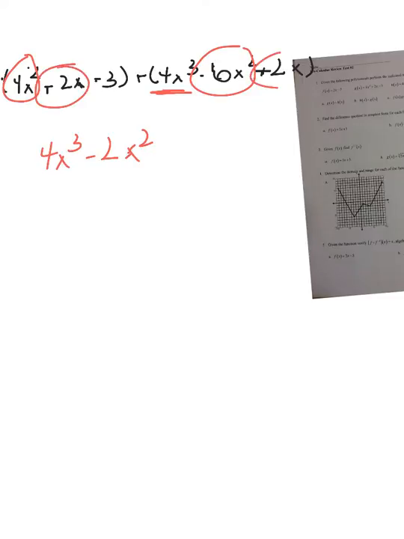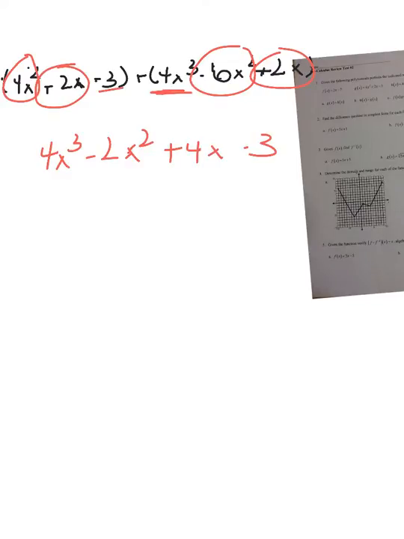So I have an x to the third. There's no other x to the third, so that's just 4x to the third. 4x squared minus 6x squared, that's negative 2x squared. And then I have 2x plus 2x, that's 4x. And then I have a minus 3. All right, so let's take a look at 1b.